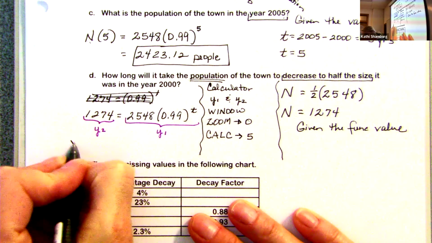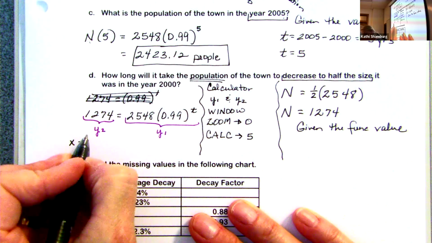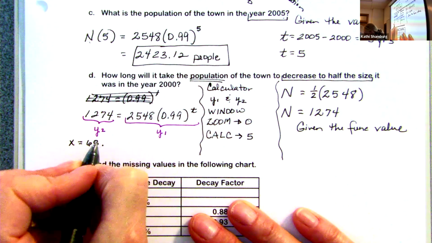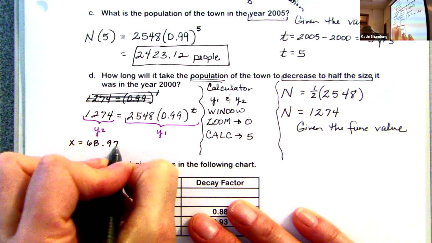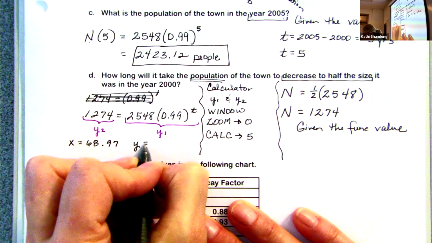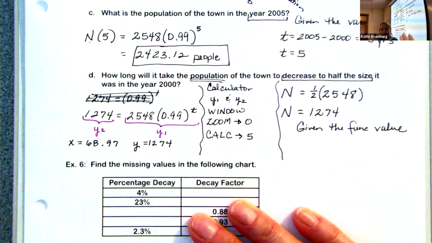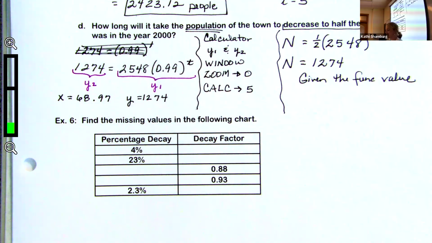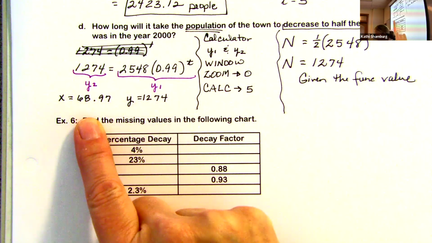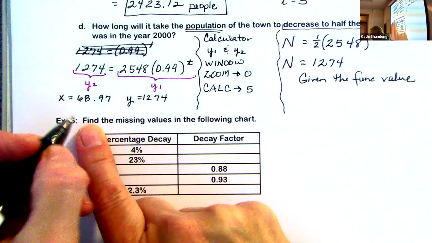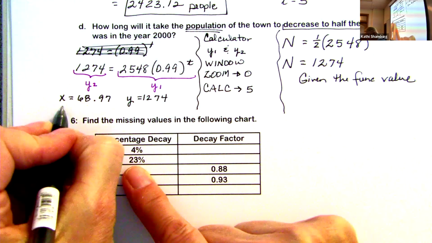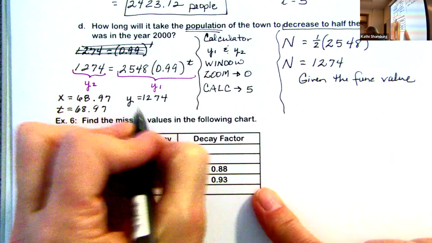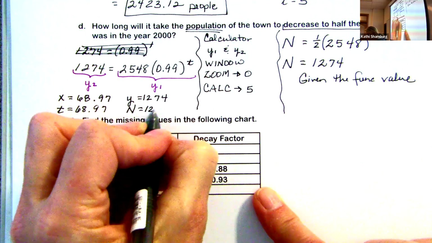Now, this is the answer you're going to get. And I noticed some students didn't quite grasp this. I'm going to go two decimals. 68 point, is that 97? And Y would be 1,274. Okay, so remember in your calculator, X is the variable, Y is the function. So for our equation model, our variable is T and our function variable is N.